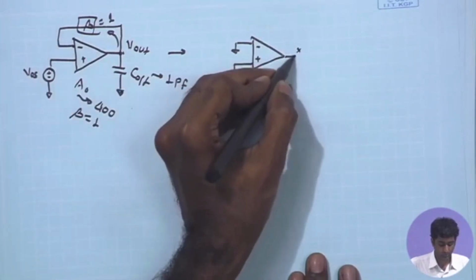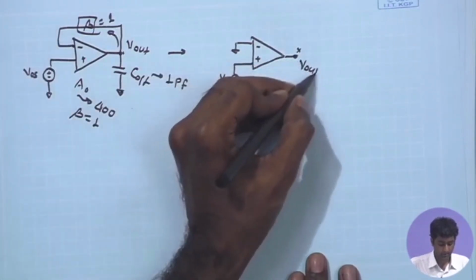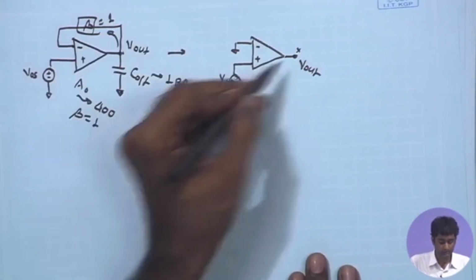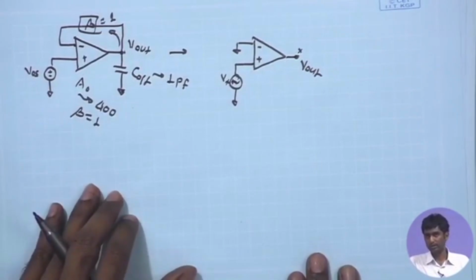So, at V out we put an open circuit, and on the other side at V in we put a ground, and in order to get the loop gain, all we have to do is apply the Vt and look at the V out, that is the loop gain basically.